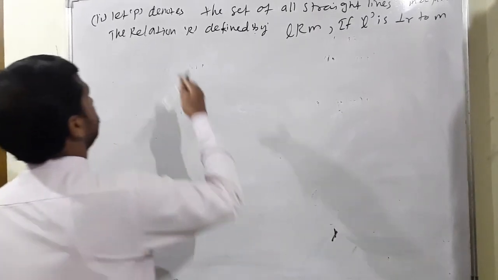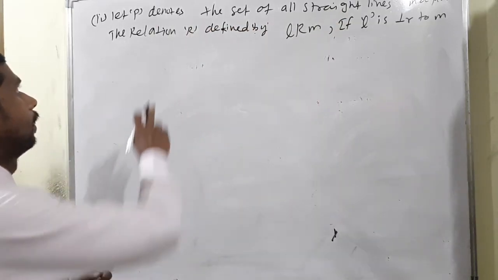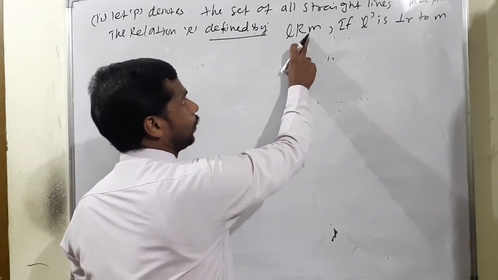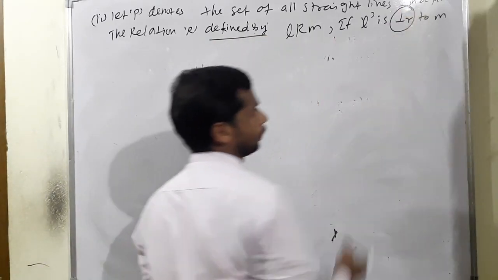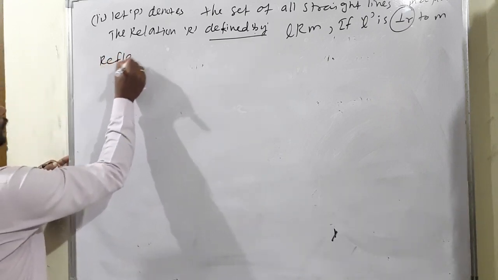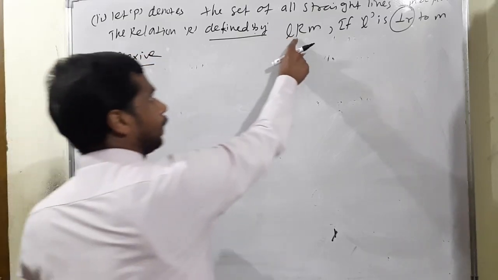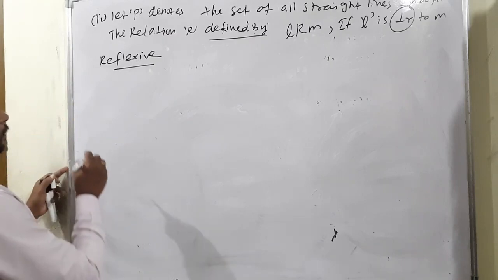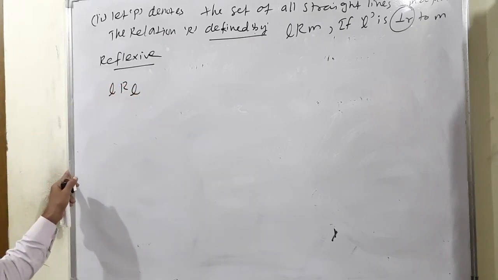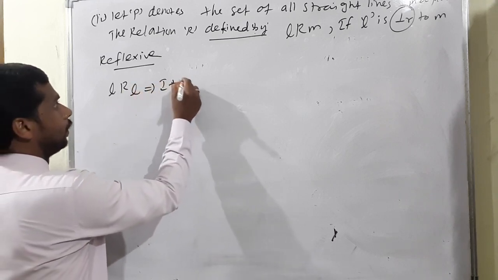Subdivision two: let P denote the set of all straight lines in a plane. The relation R is defined by L related to M, the main condition being perpendicular. I am moving to the first condition, reflexive. Reflexive means L related to M for all time means we can write L related to L only. We can see it is not possible.